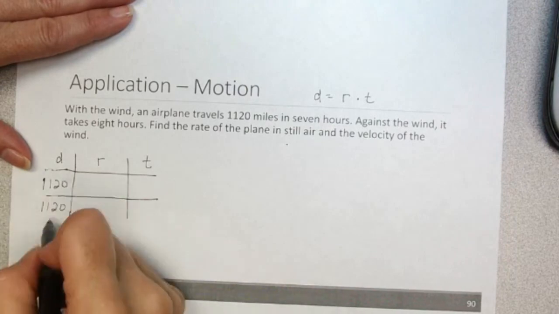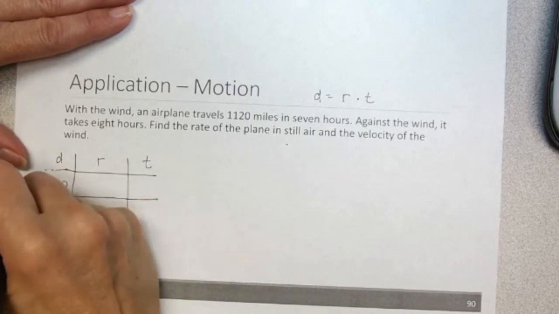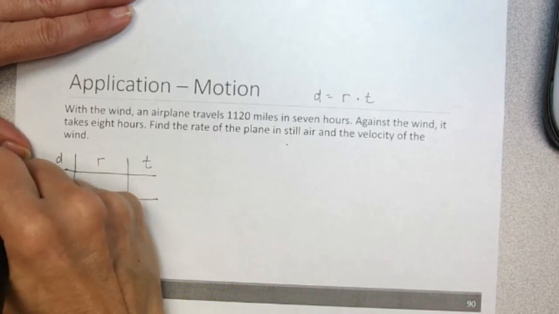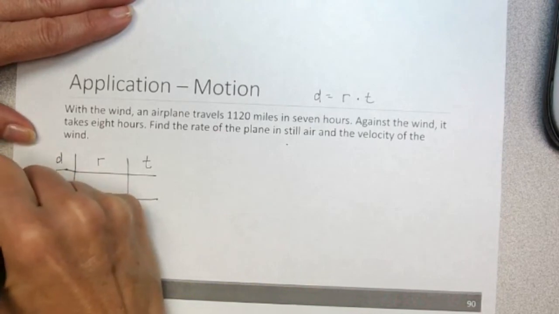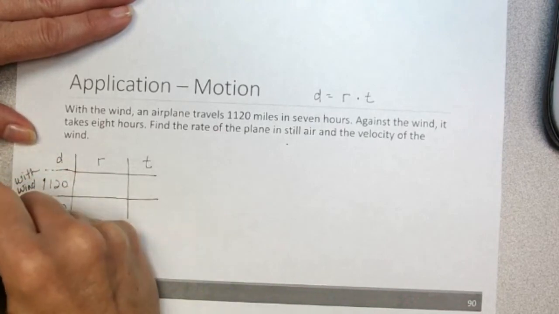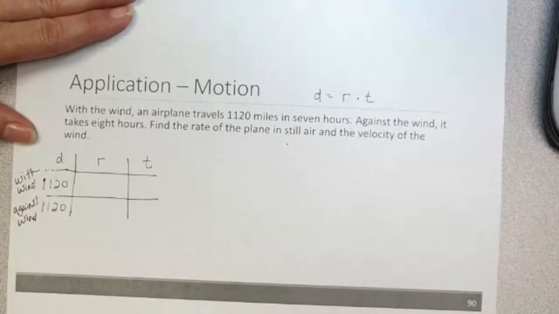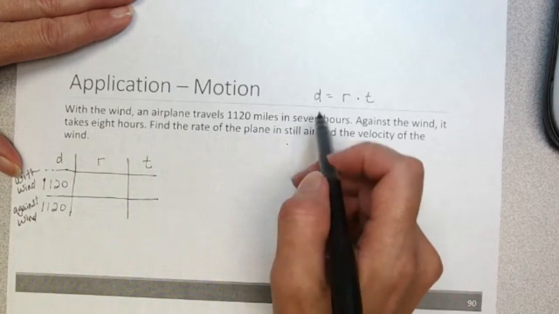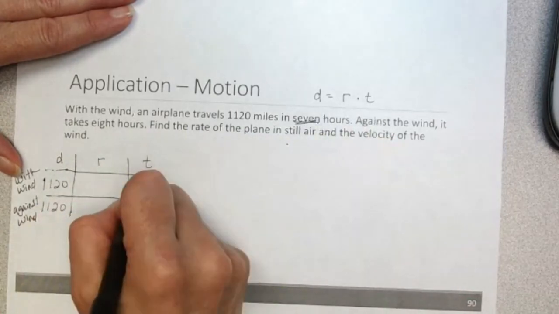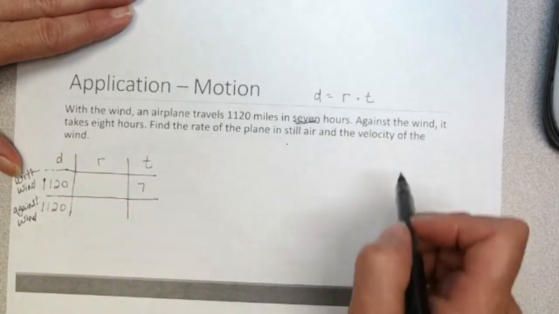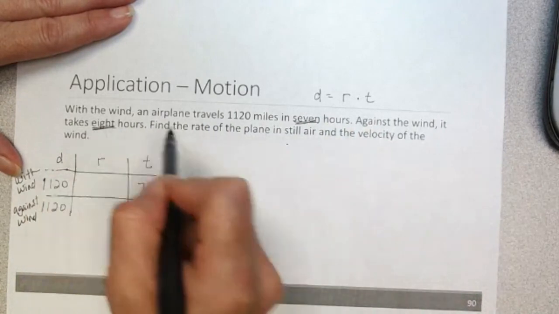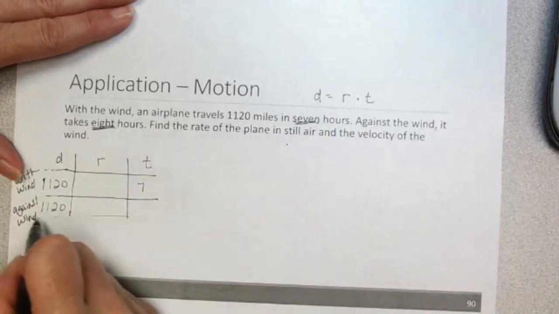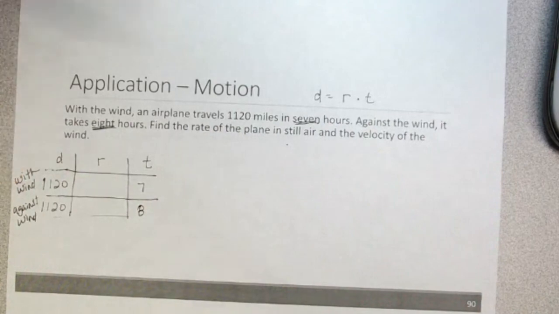All right, so my two equations here, my first equation, maybe we'll say this is with the wind. Okay, and then my second equation might be against the wind. Where we're fighting the wind. Okay, with the wind, we're told that it took 7 hours, right? So time here is going to be 7. Against the wind, it takes 8 hours. Okay, so my time in my against row is going to be 8.